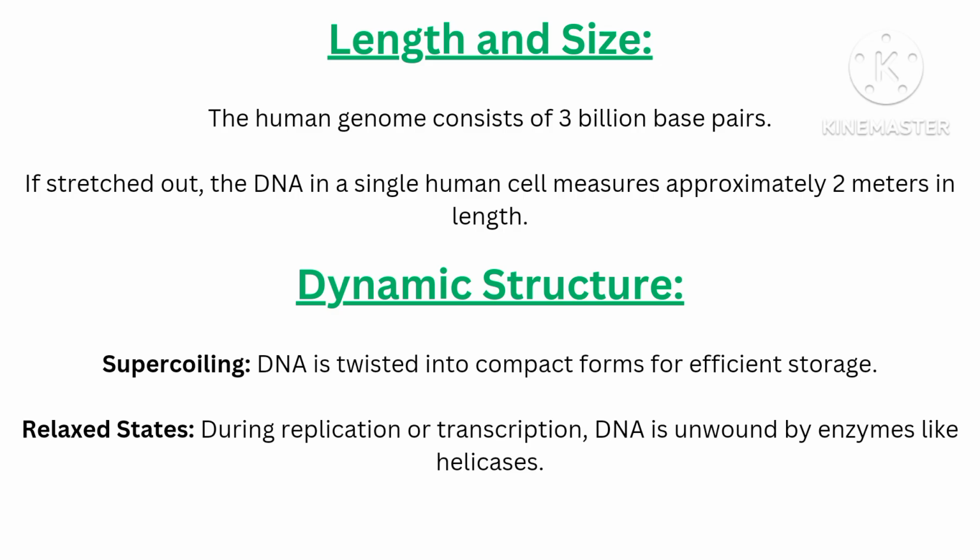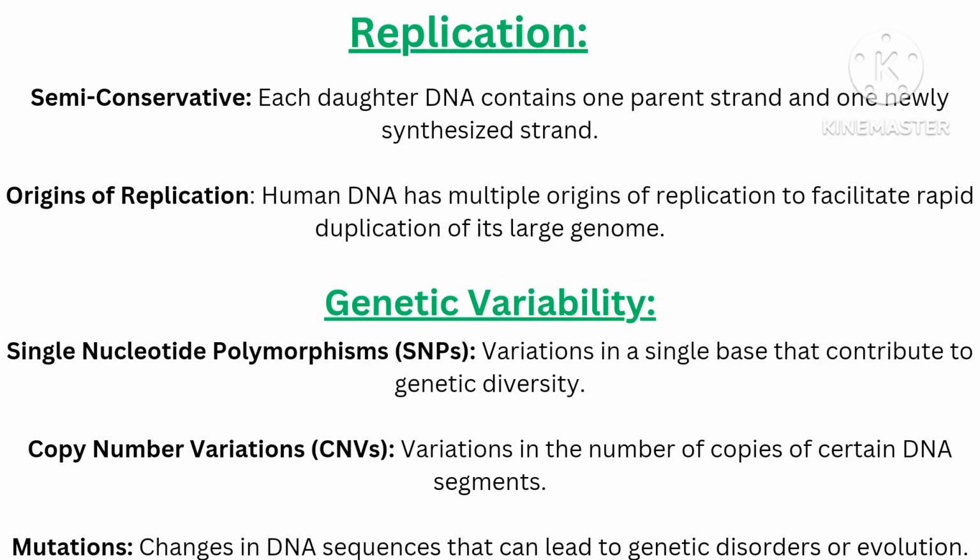DNA exhibits structural flexibility to accommodate cellular processes. It has supercoiling ability, in which DNA is twisted into compact forms for efficient storage, and relaxed states which occur during replication or transcription. DNA is unwound by enzymes like helicases. During replication, each daughter DNA contains one parent strand and one newly synthesized. Also, human DNA has multiple origins of replication to facilitate rapid duplication of its large genome.